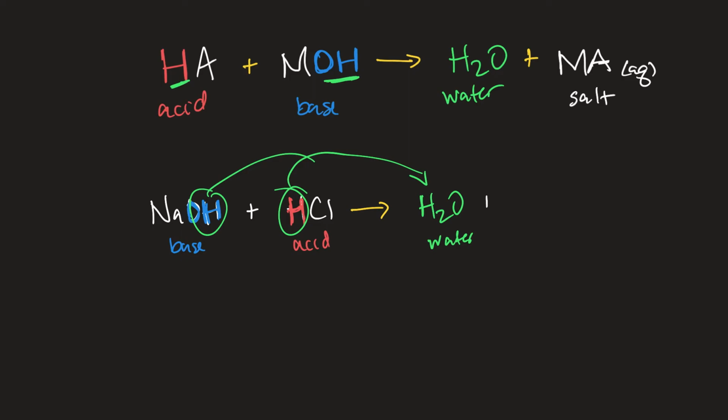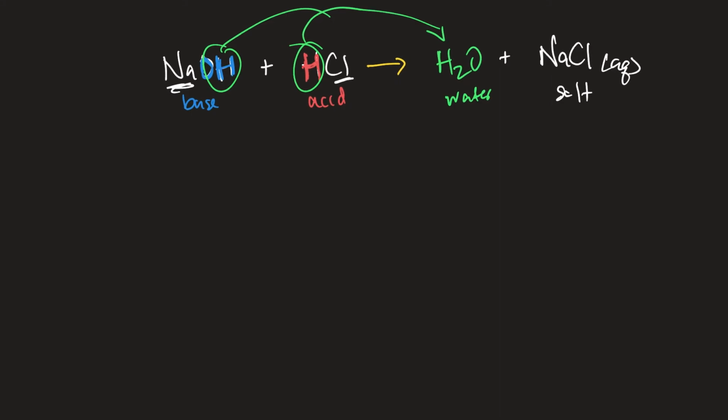Plus now we have what these two are left with. We have Na, that's your metal, and Cl, that's your anion. This is going to be an aqueous solution. That's your salt, that's your ionic compound. So that's one example.